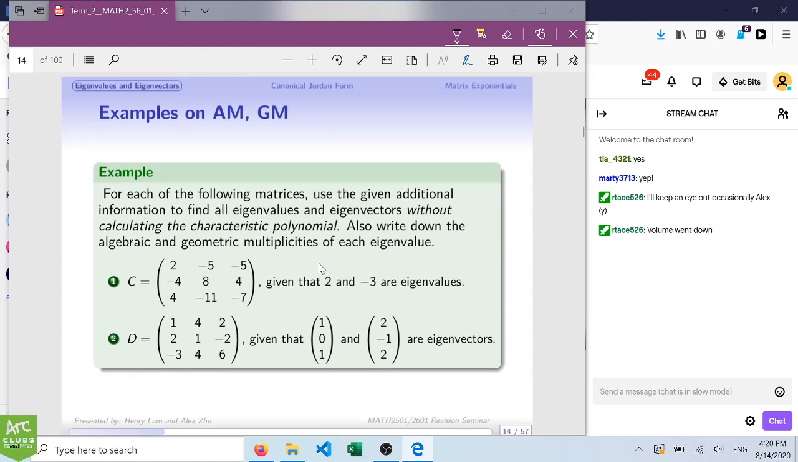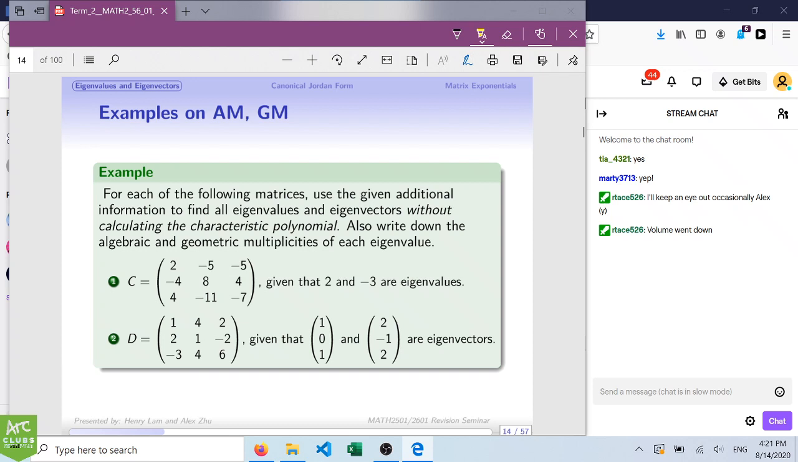Yeah, next example. We use the following information to find all eigenvalues and eigenvectors without calculating the characteristic polynomial, and then write the AM and GM for each eigenvalue. So we're given that 2 and minus 3 are eigenvalues. What are all the eigenvalues and eigenvectors? So here, if you look carefully, if you're given 2 eigenvalues, you can pretty much use the property of the trace.